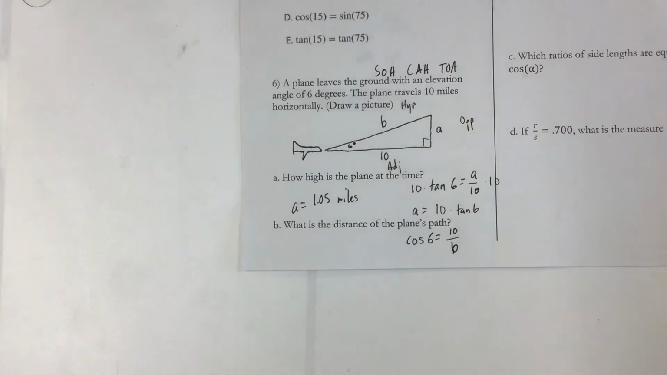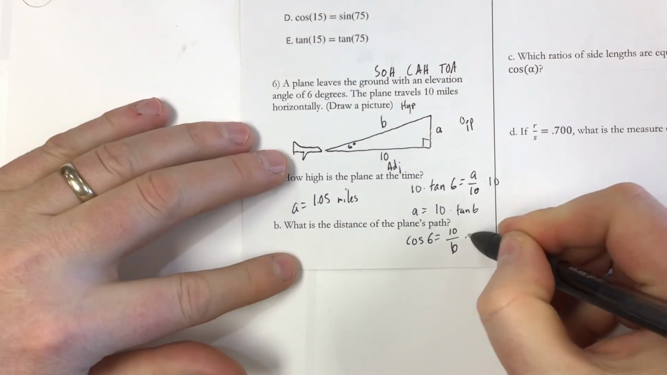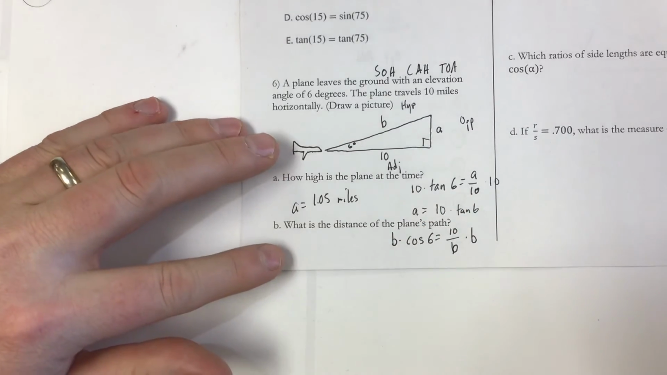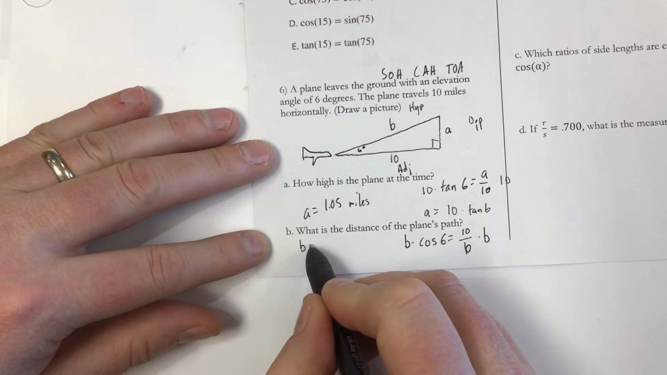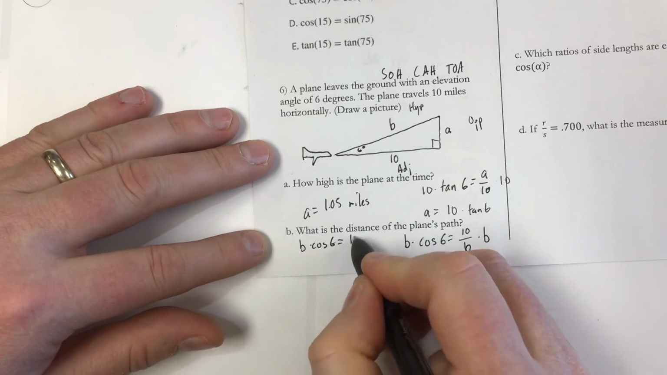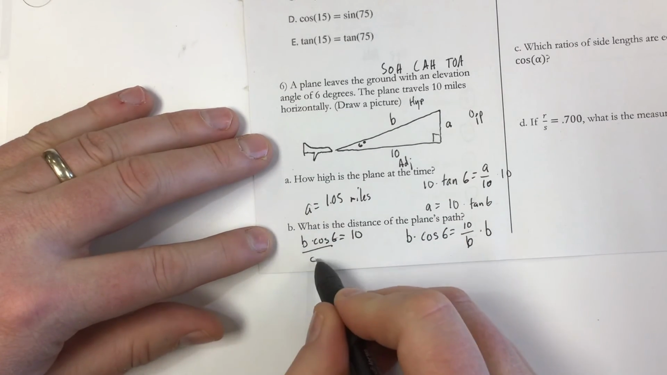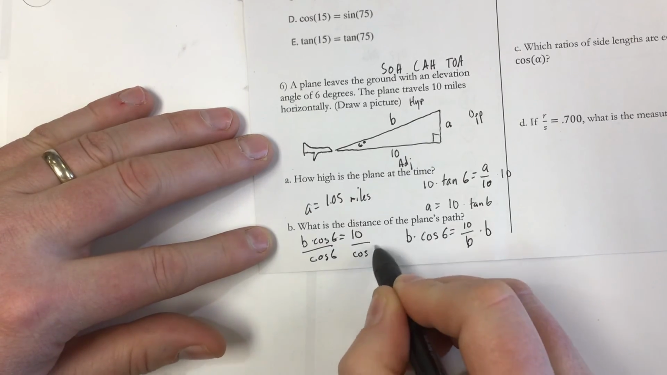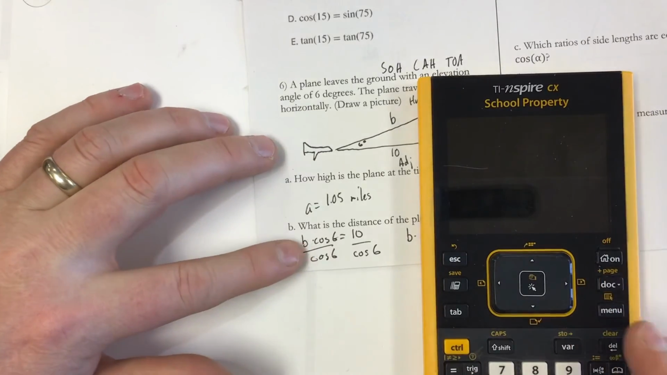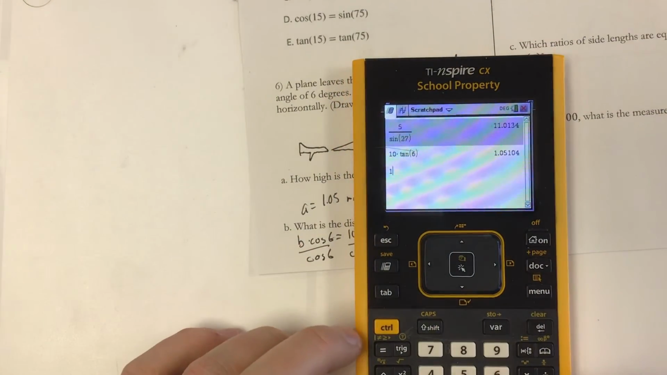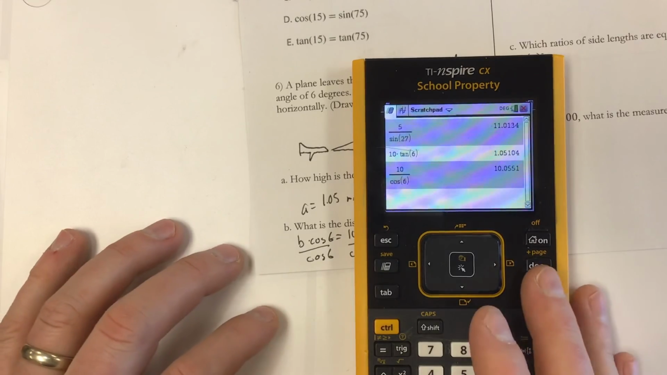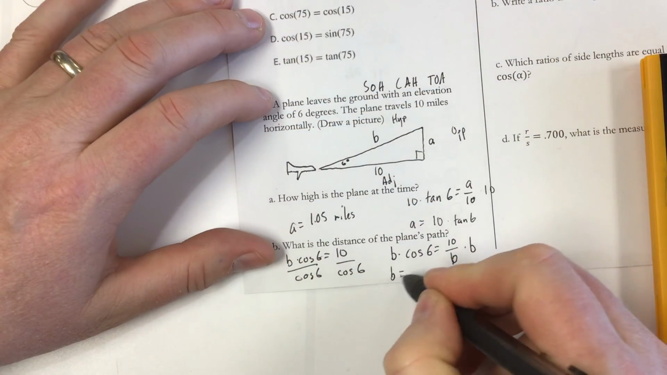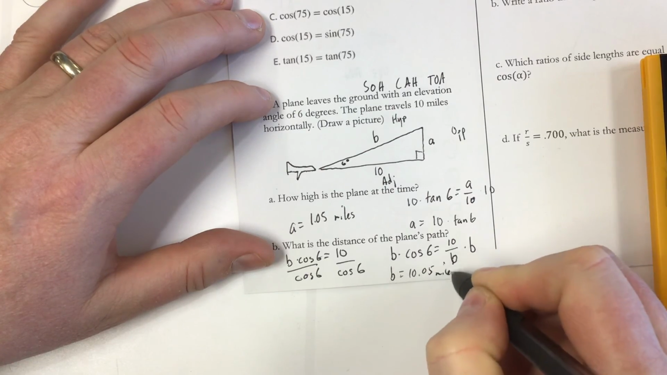Remember, when we're solving trig and the denominator has the variable, we need to get the variable out of the denominator. So the way that we do that is we multiply both sides by that variable. And then I'm going to write it over here because I'm running out of room. So then I have b times the cosine of 6 equals 10. And then to get b by itself, we divide by the cosine of 6. So then b is going to be 10 divided by the cosine of 6. So then we do 10 divided by cosine of 6, and I get 10.05. So this length b would be 10.05 miles. All right.